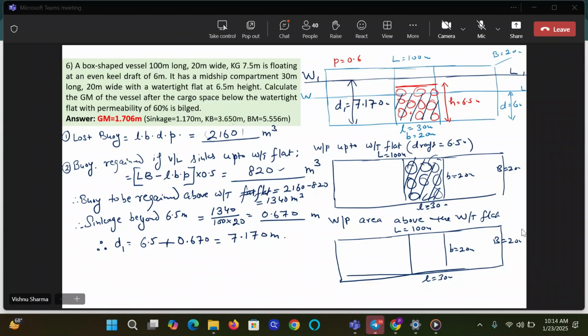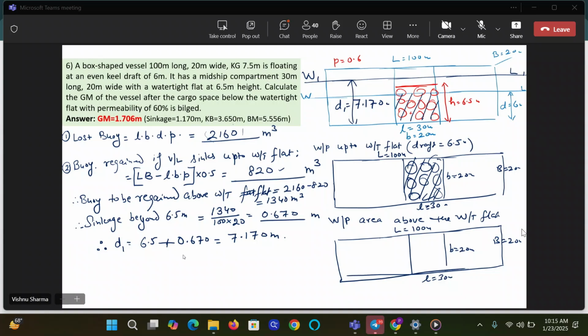Now this question has become like a DB of 6.5 meters height. Yes or no? Am I right? Correct? Will the water rise above the watertight flat to W1L1? No, sir.